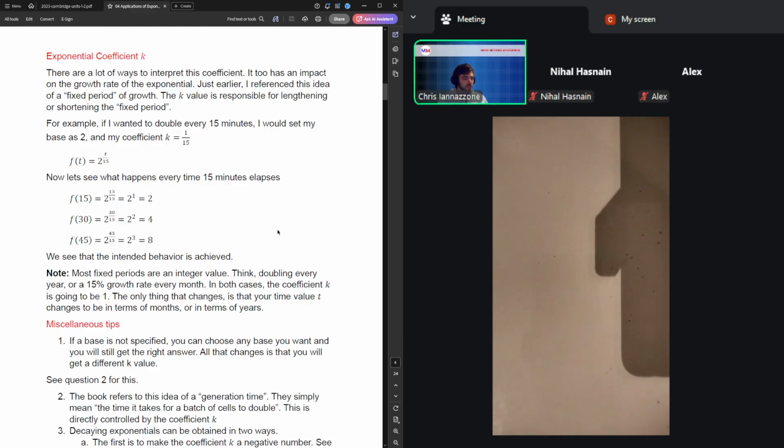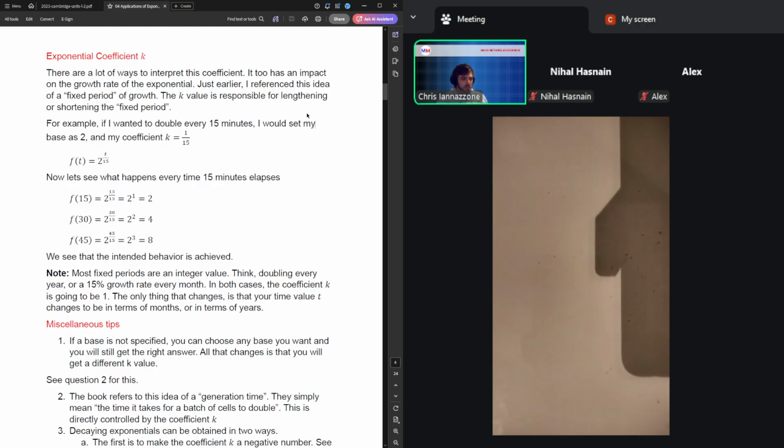What I'm going to show is, under some circumstances, you can actually just determine what the value is without even needing to solve for it. One of the ways is if the fixed period of time is given to you. Right, if we're doubling every 15 minutes, for instance.